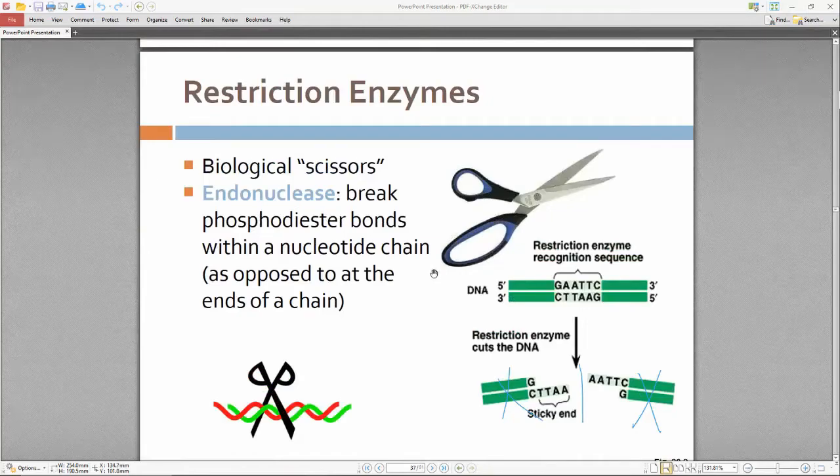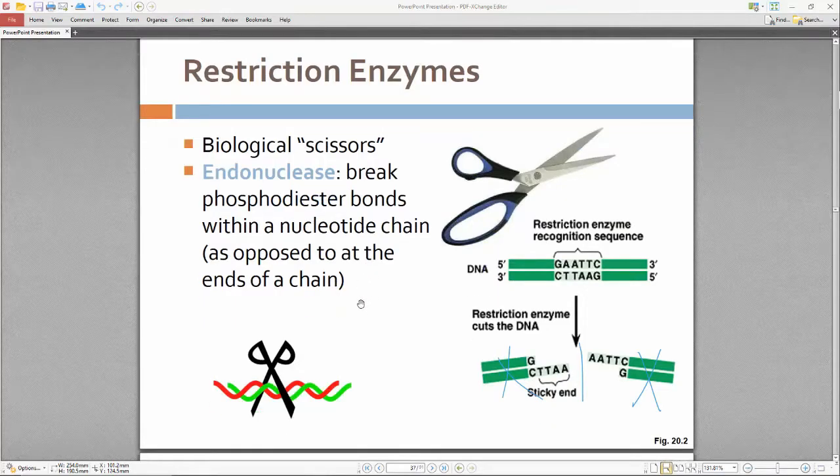Right, so restriction enzymes. Yesterday I tried to go through it quickly, but we'll just go back from the start. Restriction enzymes are biological scissors. They're endonucleases, so what they do is they break phosphodiester bonds within a nucleotide chain, as opposed to the ends of a chain. The other time we saw endonucleases was in NER, nucleotide excision repair, in the slide or the lesson before this one.